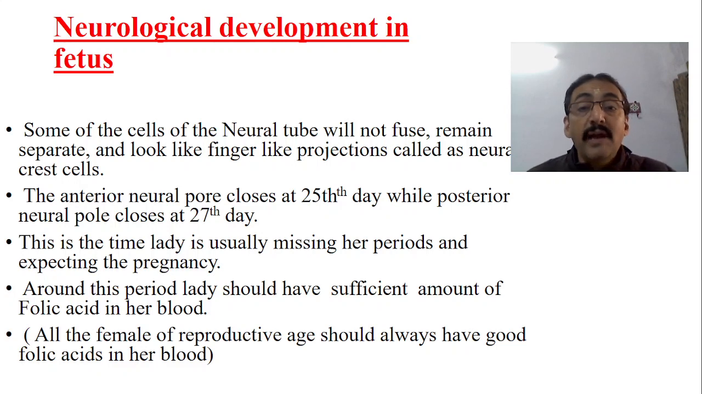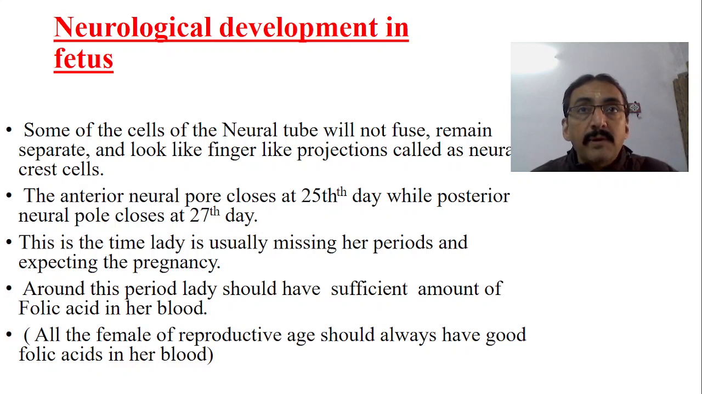Around this period, the lady should have a sufficient amount of folic acid in her blood. That is the very important reason why we always give more emphasis to folic acid supplementation prior to pregnancy. Because the mother does not know she is pregnant while completion of the neural tube takes place, all females of reproductive age should have folic acid in their blood, so we have to supplement it beforehand. Otherwise there will be some problem.